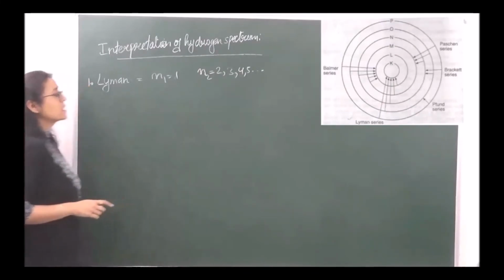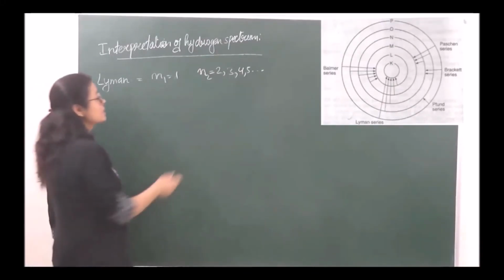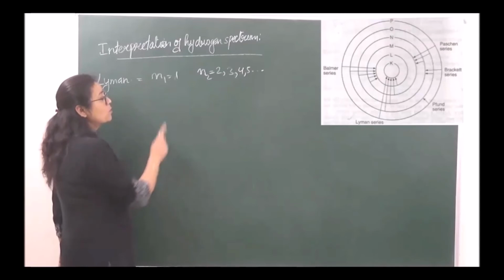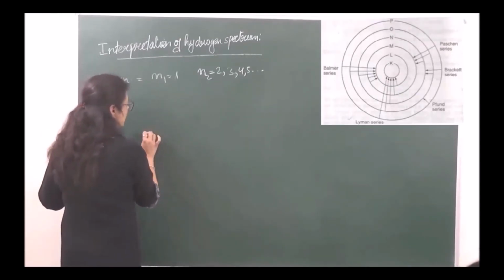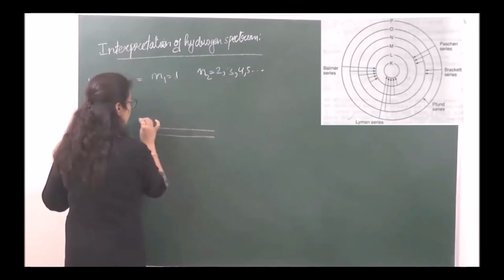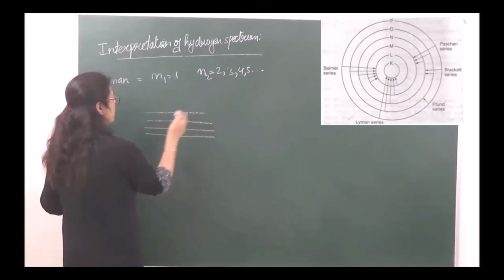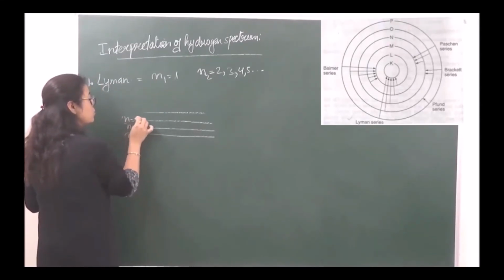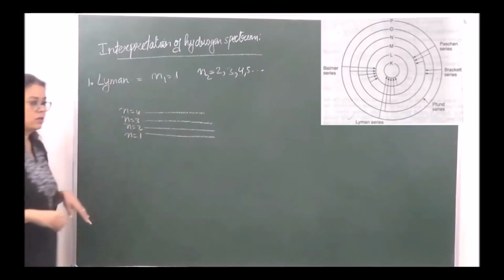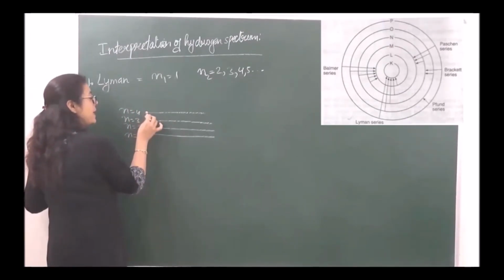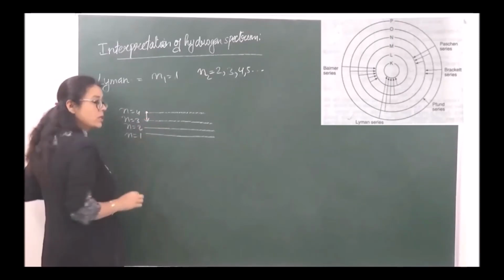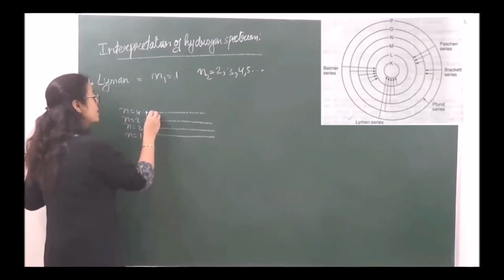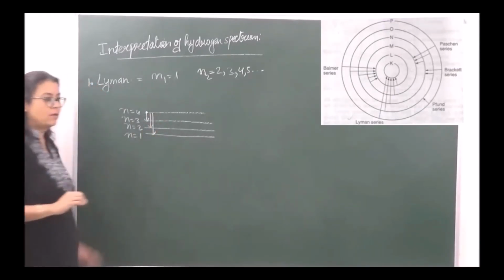It does not happen that the electron travels straight from fifth to first when it is coming back. There are many lines which can be observed. Suppose these are the 5 orbits which I am showing by lines, which is also shown in the figure. For this n is equal to 1, for this n is equal to 2, n is equal to 3, and let's say n is equal to 4. Now if the electron is over here, it may jump to the third level only, it may jump to the second level, or it may jump to the first level.